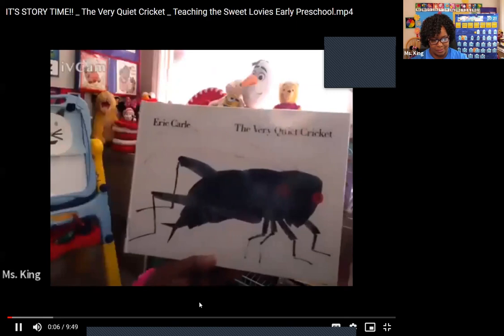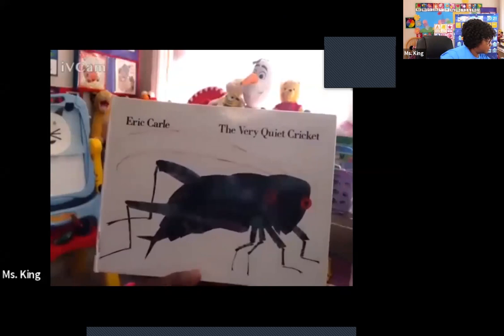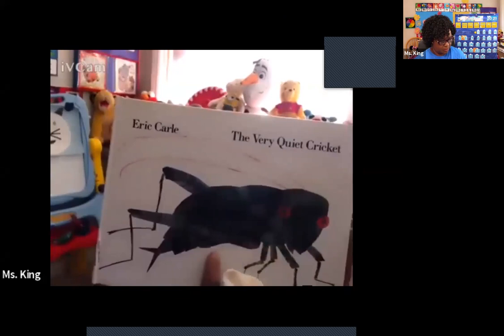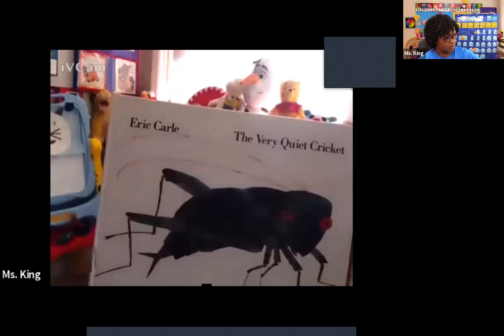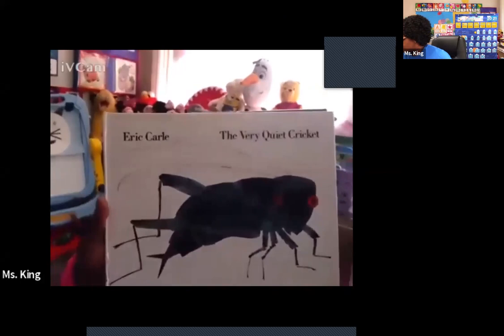All right, lovies, it is story time. And today's story is The Very Quiet Cricket. This is a cricket book by Eric Hall. All right, Eric Hall writes a lot of these children's books. He's a very famous author for children's books. All right, let's open the book and read the story.